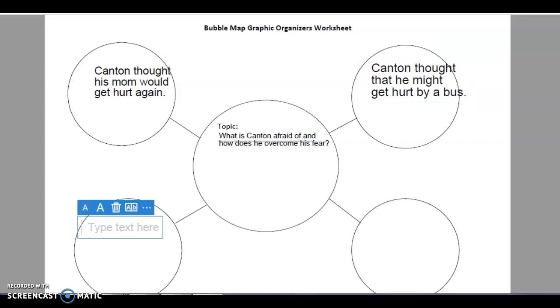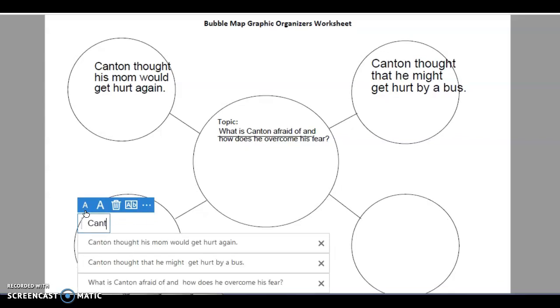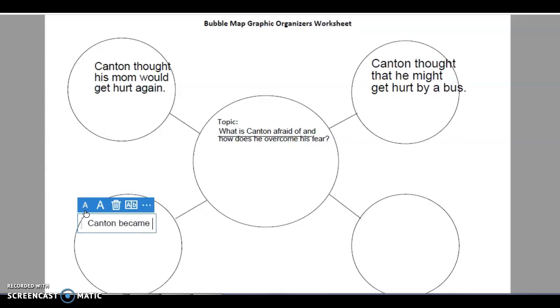Now I'm going to go ahead and type in my other two bubbles what I think Canton did to help himself overcome this fear. And the first thing that I think Canton did, of course, was become friends with Mr. Munch. So I would type that in my bubble down here. Canton became friends with Mr. Munch.